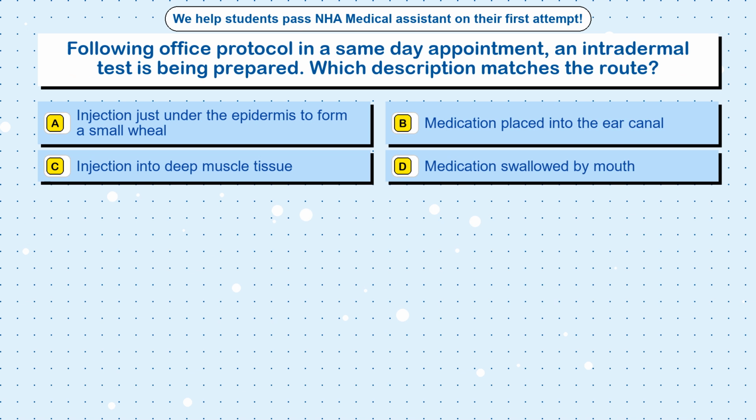Question 80. Following office protocol in a same-day appointment, an intradermal test is being prepared. Which description matches the route? Option A. Injection just under the epidermis to form a small wheal. Option B. Medication placed into the ear canal. Option C. Injection into deep muscle tissue. Option D. Medication swallowed by mouth.